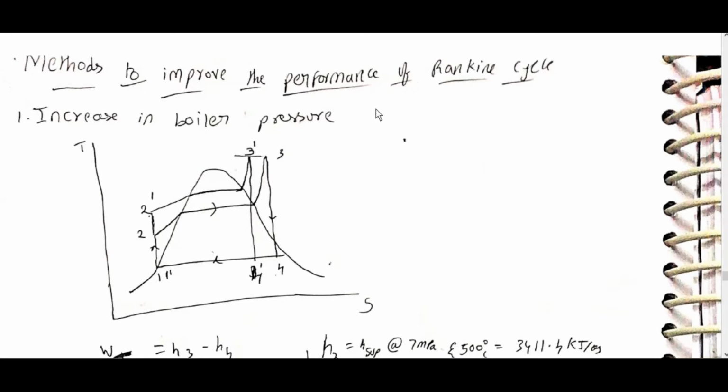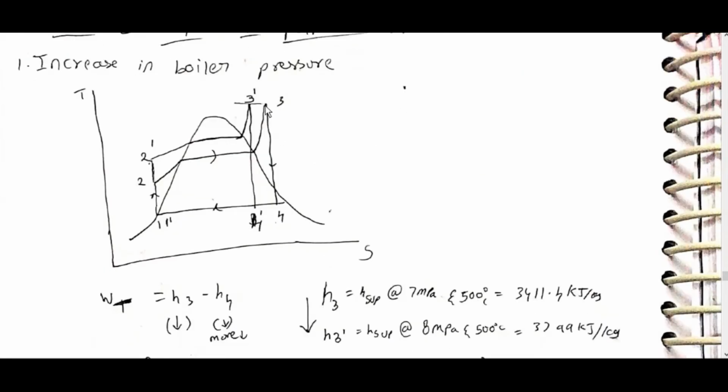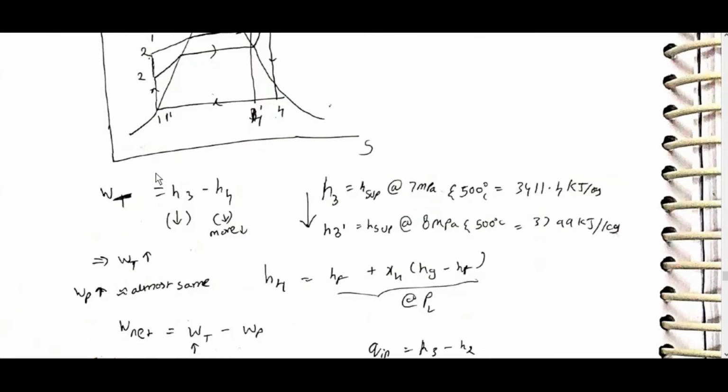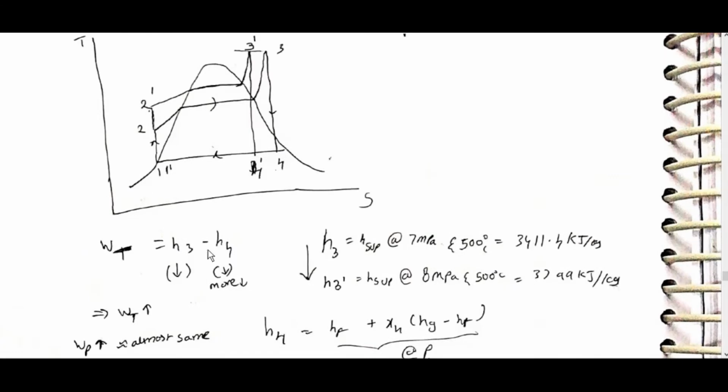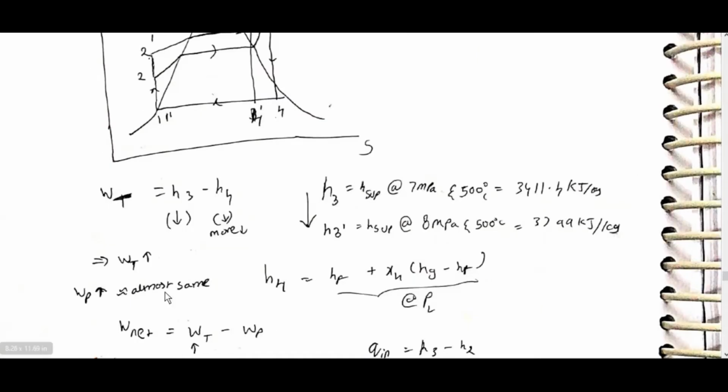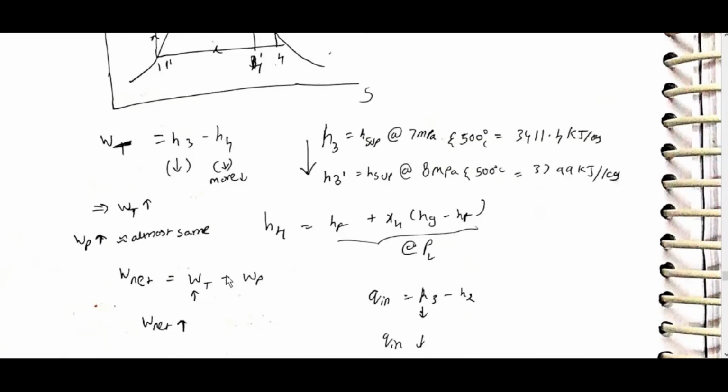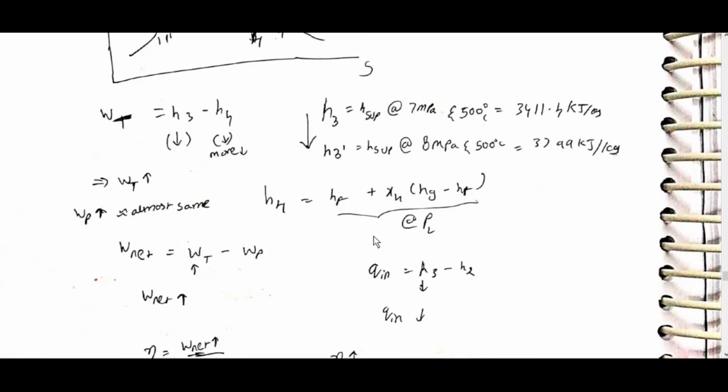Methods to improve performance of the Rankine cycle: increase boiler pressure. Consider cycle 1, 2, 3 prime, 4 prime. WT is equal to H3 minus H4. H3 decreases, H4 decreases more. So WT increases. From this we can say W pump is almost the same, only a small increase. W turbine increases.